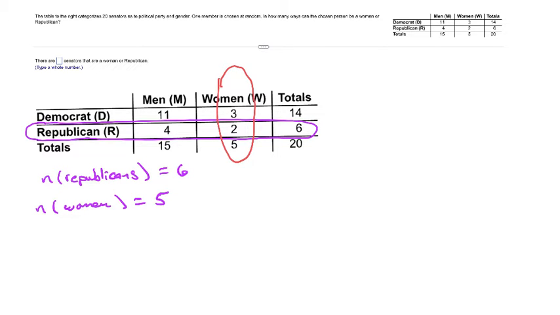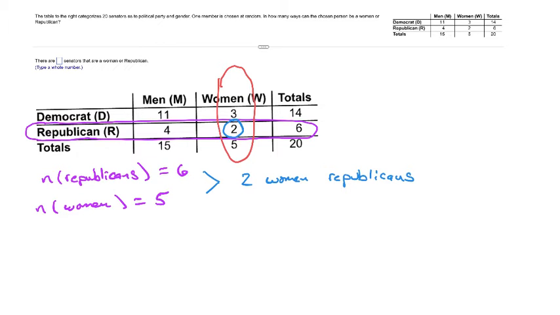5 who are women. And then also seeing where that row and that column intersects, what we see is that we have a total of 2 women Republicans.